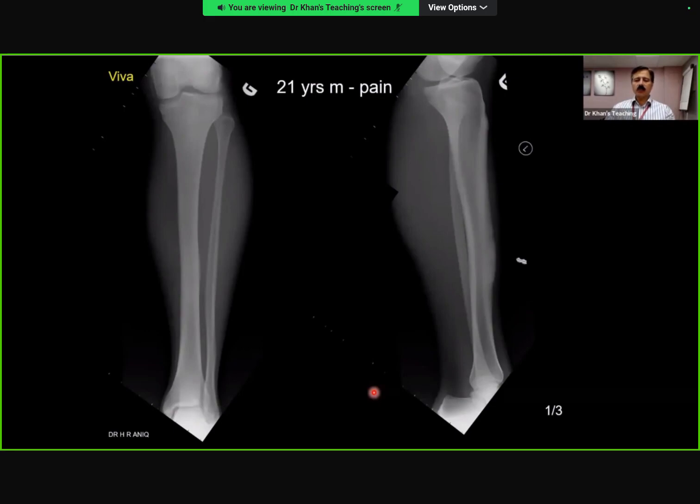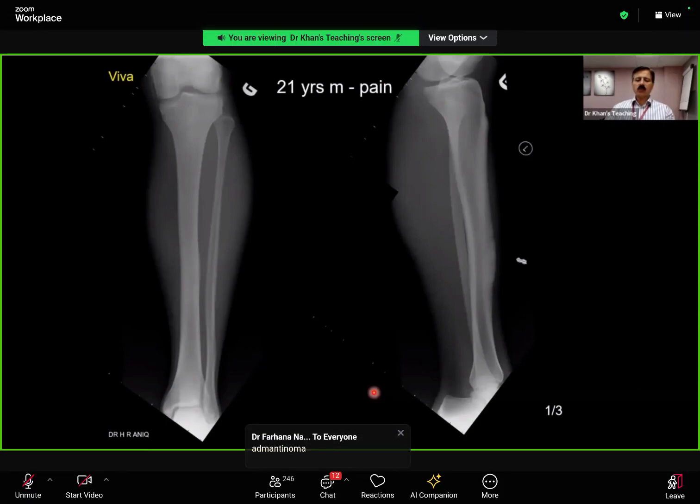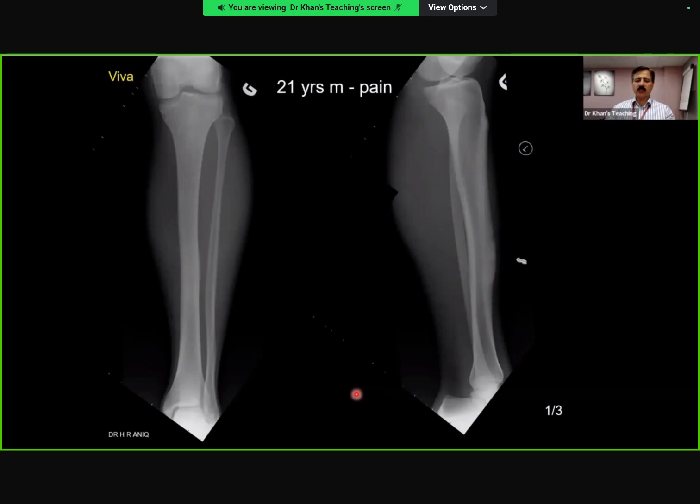In a young age group, please remember this is a very important concept that in tibia, for example, cortical thickening, the main differential is an osteoid osteoma. Osteoblastoma, of course, is a bigger version of osteoid osteoma, and then a stress fracture. Now, coming back to this case, you have picked up solid periosteal reaction here. What will you do next? This is my question.